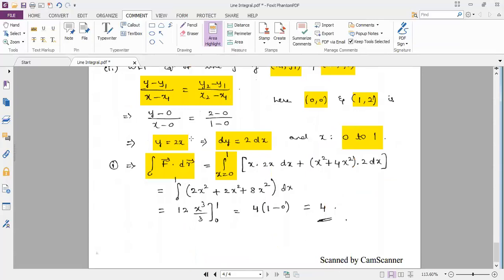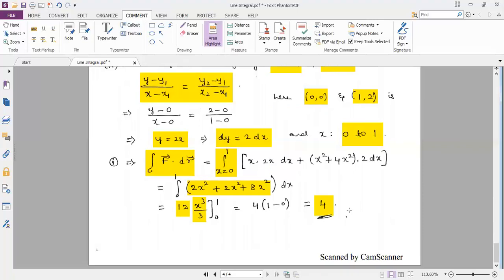So it gives us the expression x into y dx, which is 2x square dx, plus x square plus y square, where y is equal to 2x, so we get 5x square into 2 dx. Simplifying this, we get the expression as 2x square plus 2x square plus 8x square. Combining all the like terms, we get 12 into x square. Integration of 12x square is 12 into x cube divided by 3. Applying the limits 0 to 1, upper limit minus lower limit gives us the answer for the second subcase as 4.